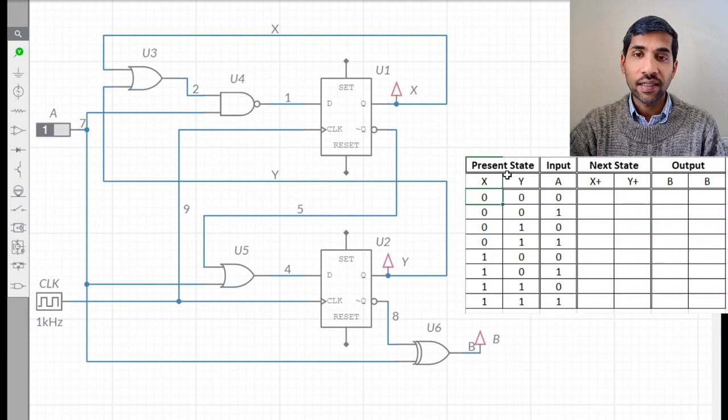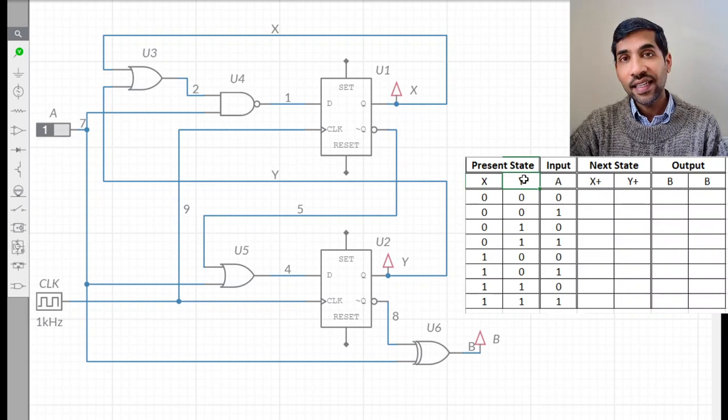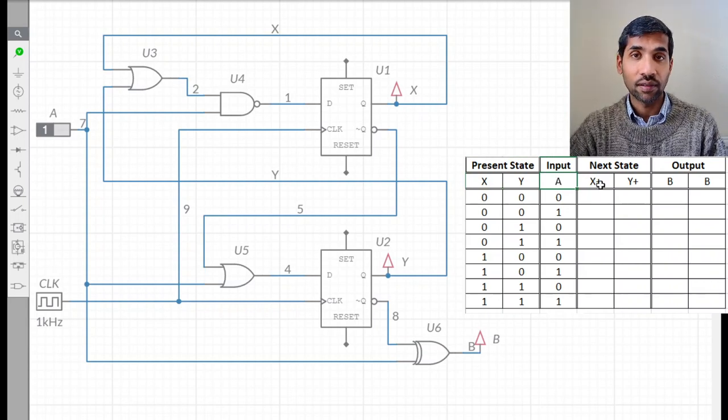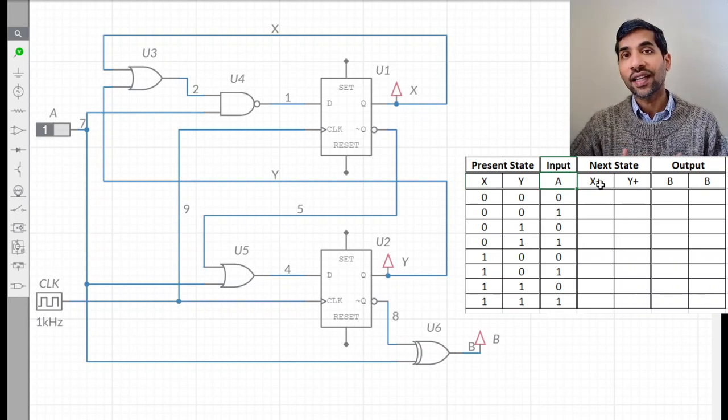The present state, as I said in the previous video, is defined by X and Y, the two outputs of the D flip-flops. At any instant of time, you're also getting an input A from your circuit. Depending on what X, Y, and A are, you will get the next state of your circuit. Once the clock signal arrives, the state of your circuit is going to change, and that's going to be the next state of your circuit.